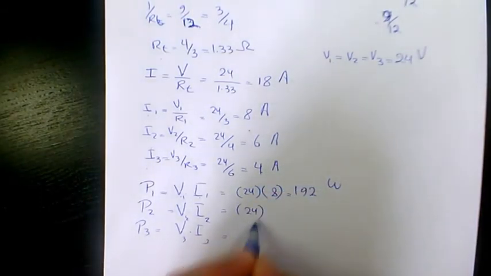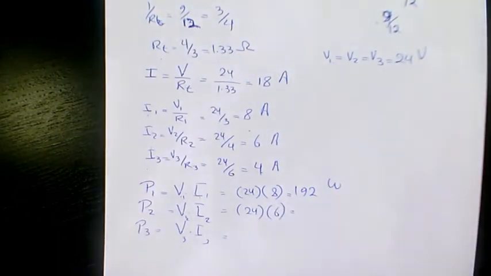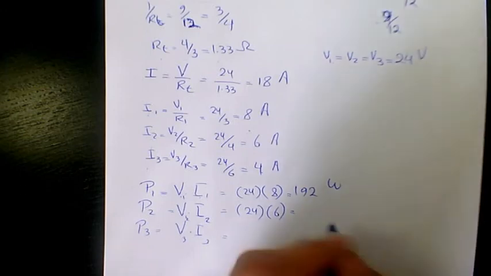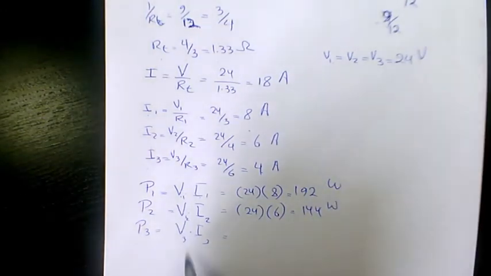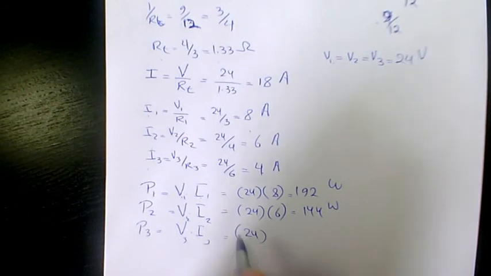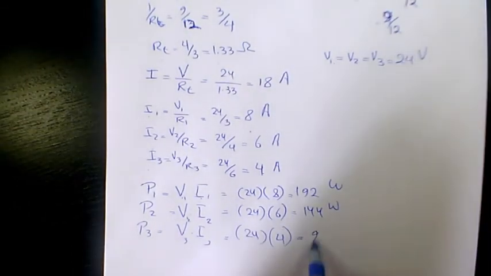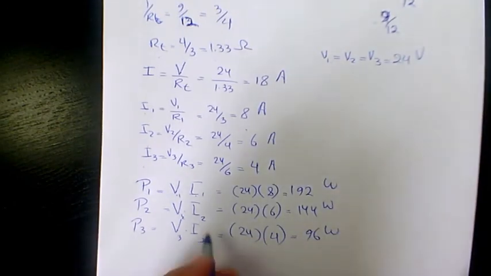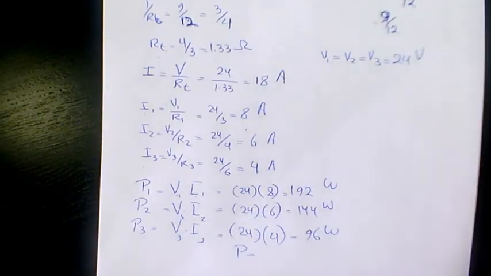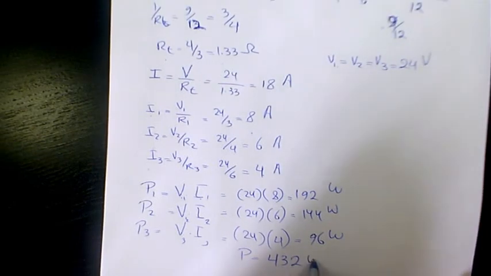V2 is 24 times I2. I2 is 6. 24 times 6 is going to be 144 watts. V3, I3 is going to be 24 times 4. That's going to give me 96 watts. So the total watts is going to be 192 plus 144 plus 96. That's going to give me 432 watts.